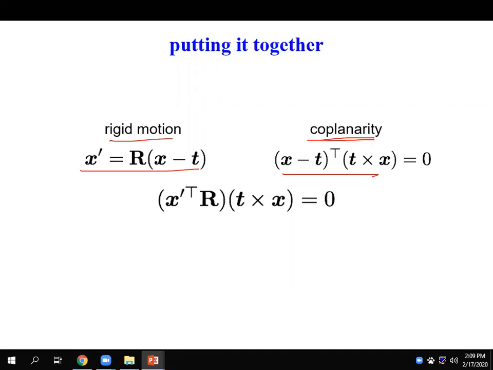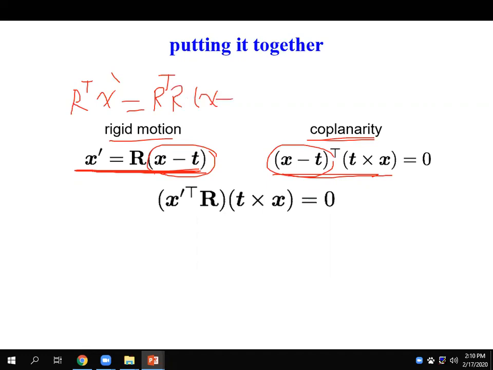We already proved that with the rigid motion, X dash will equal to this. With the coplanarity, this is true. So I know from here, X minus T. So what is X minus T from here? Multiply from the right by R minus 1. This is orthogonal, so it will be R transpose. X dash will be R transpose R (X minus T), correct?